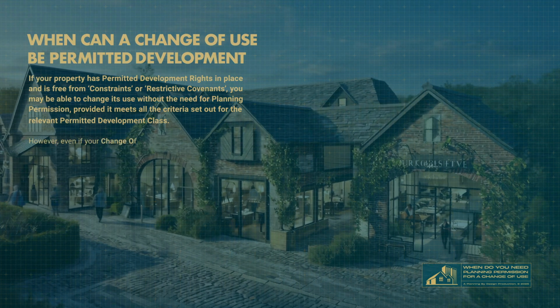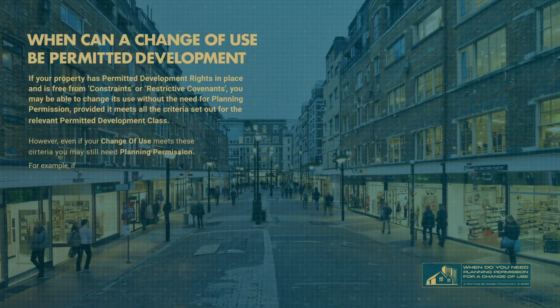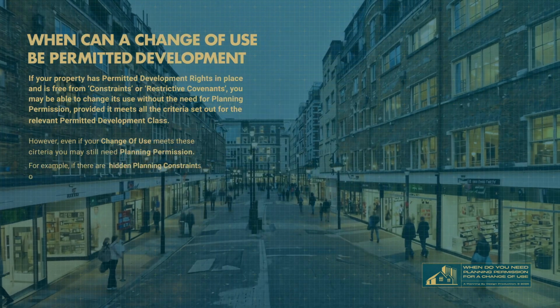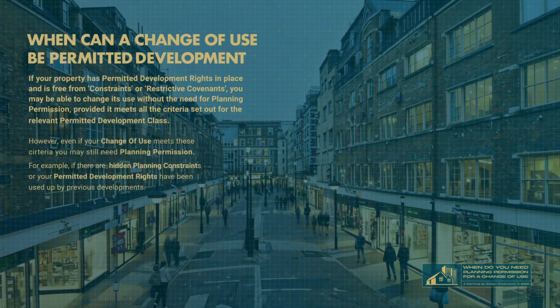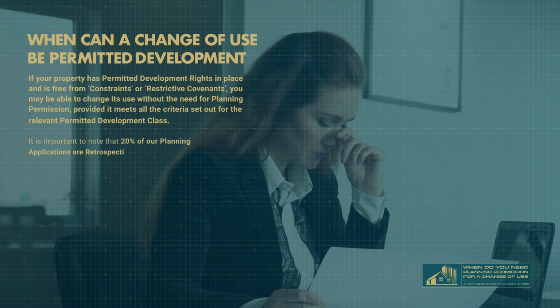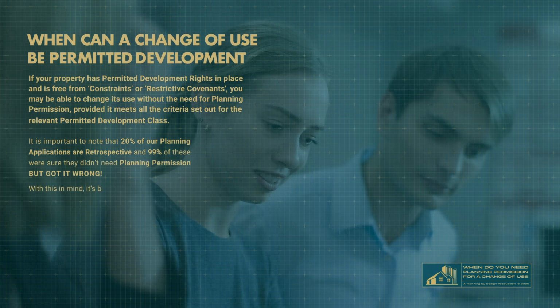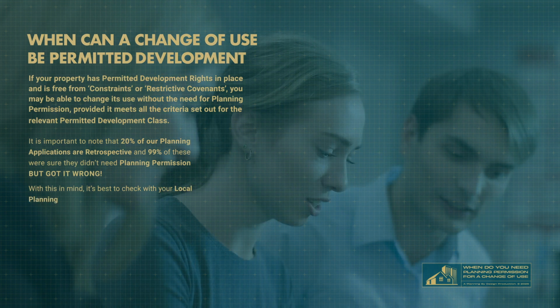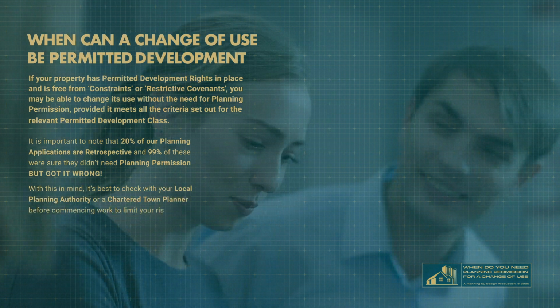However, even if your change of use meets these criteria, you may still need planning permission. For example, if there are hidden planning constraints or your permitted development rights have been used up by previous developments. It is important to note that 20% of our planning applications are retrospective, and 99% of these were sure they didn't need planning permission but got it wrong. With this in mind, it's best to check with your local planning authority or a chartered town planner before commencing work to limit your risk and expense.